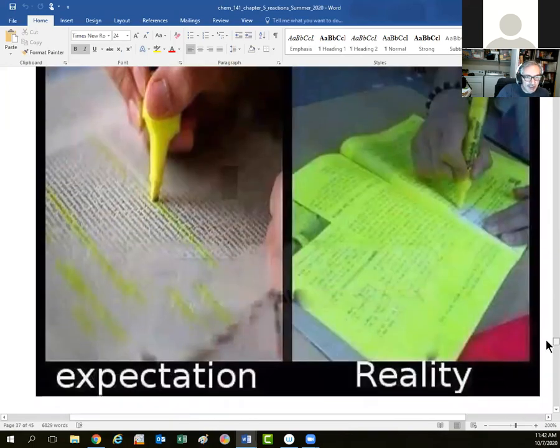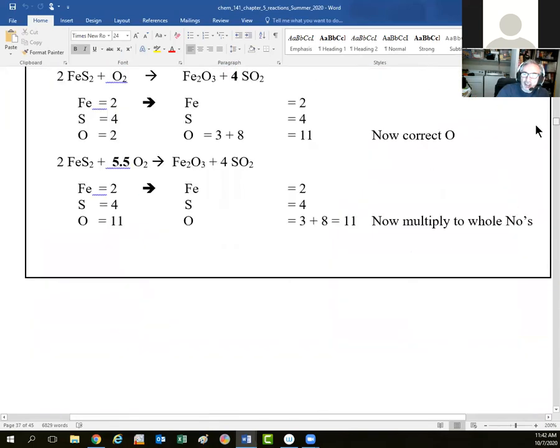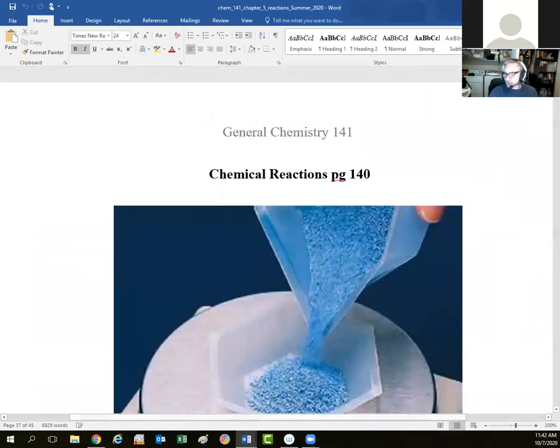Read the book, read the text. Okay, so that puts another highlight on chapter 5.